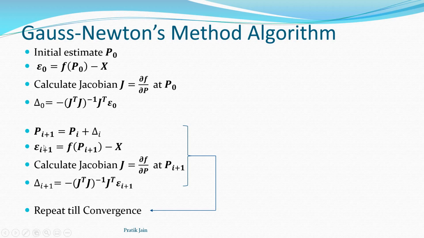You put that p1 over here, again get the new error, again calculate the Jacobian, put it into this, and you will get del 1. That is your first iteration, which is over. Then go for the second iteration, third iteration. Repeat these steps until you get convergence. Like this you can find some parameter p which gives you the minimum error. So this is the Gauss-Newton method.